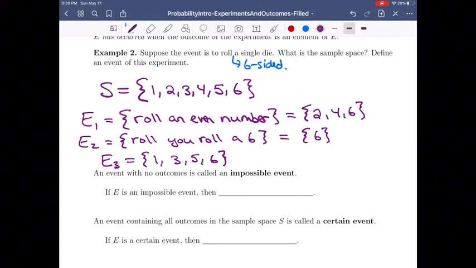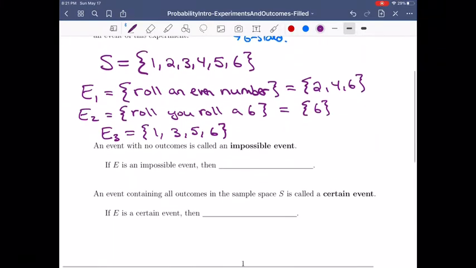And then we would do the roll. So we'd roll the die. If we got a 6, then we would say E1, E2, and E3 all occurred. If we rolled a 2, then we would say E1 occurred, but E2 and E3 did not occur. So that's the idea.